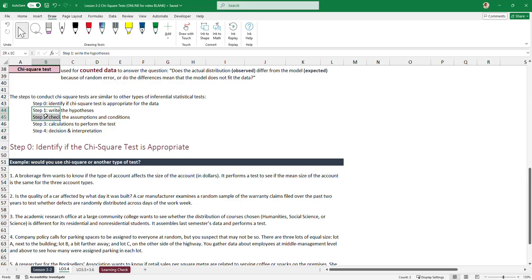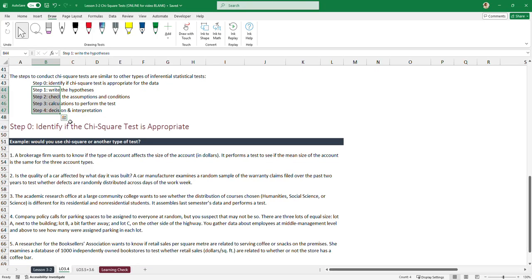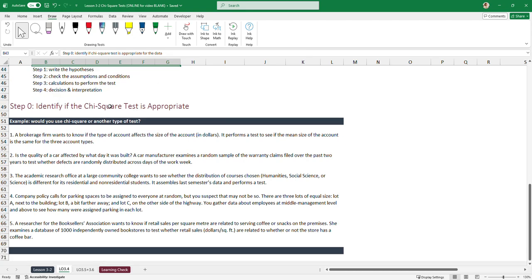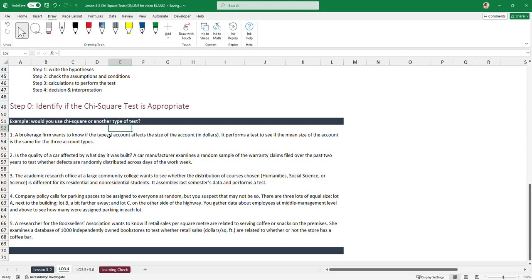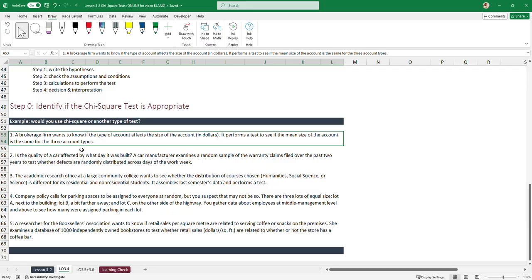In this lesson, we will learn all the steps for actually conducting a chi-square test, but in this first video, we just want to focus on when you use the test. So for some practice with that, or what we call step 0, identifying when to use the test, I've got 5 different examples. We're going to read through all 5 and then talk about if a chi-square test is the one that should be used or some other type of test.